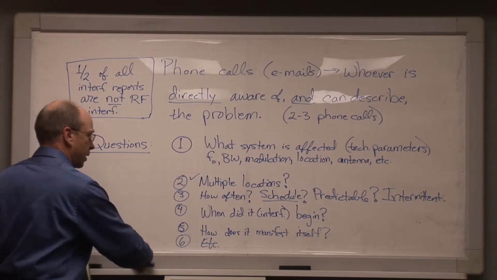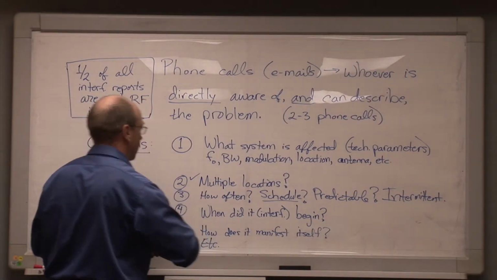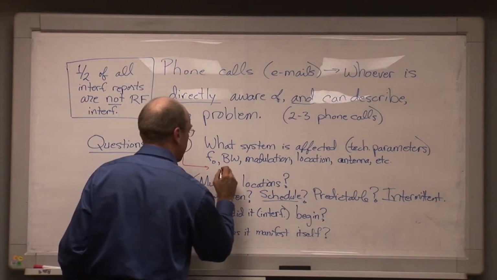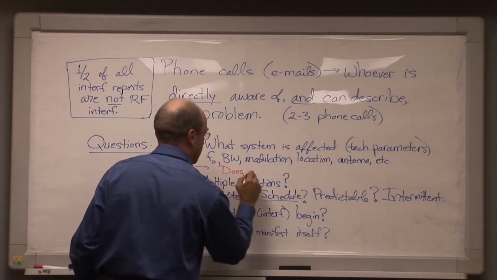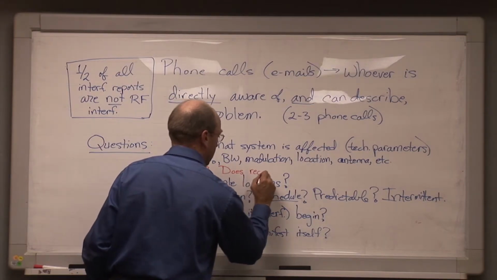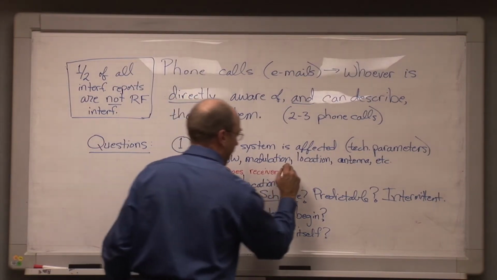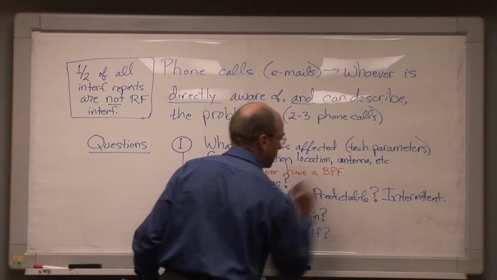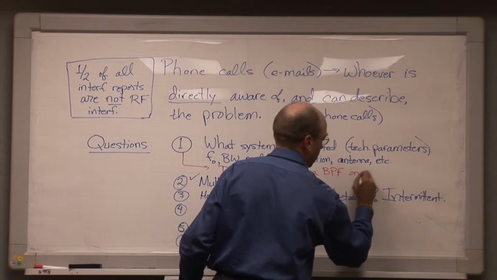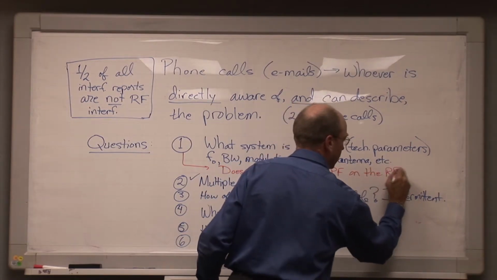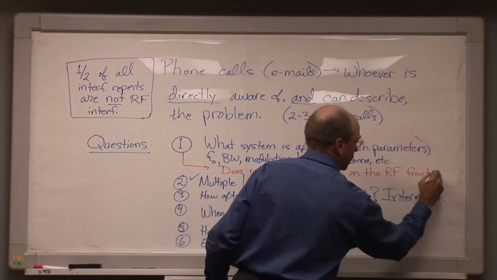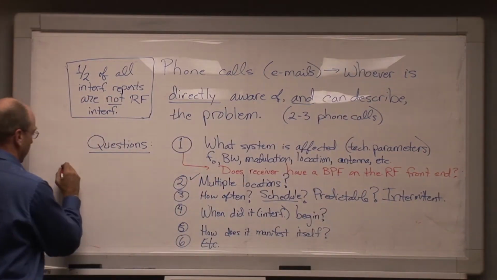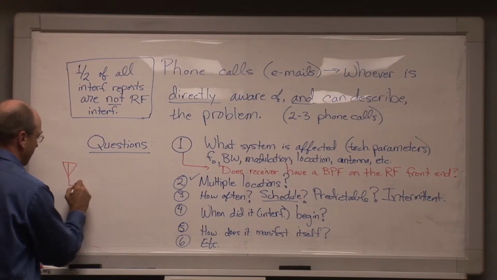Now, none of this probably tells you too much about whether this is front-end overload or not, but there's one question here that I want to come back up to, and one particular sub-question that you need to ask. On question number 1, ask them, does the receiver that's getting the interference have a band pass filter, BPF, on the RF front end?